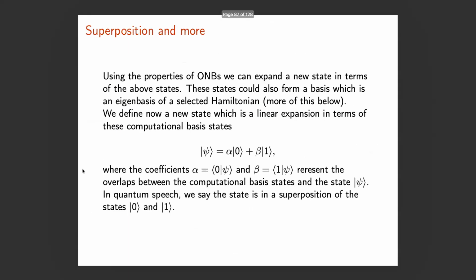These operators, and you see again, this is the same stuff which we had here. This coefficient alpha is just the overlap between the state psi and 0, and the same with beta. That represents the overlap between the computational basis states and the state psi. So this state here could be a physical realization of our system, and we don't know whether the system is in state 0 or state 1.